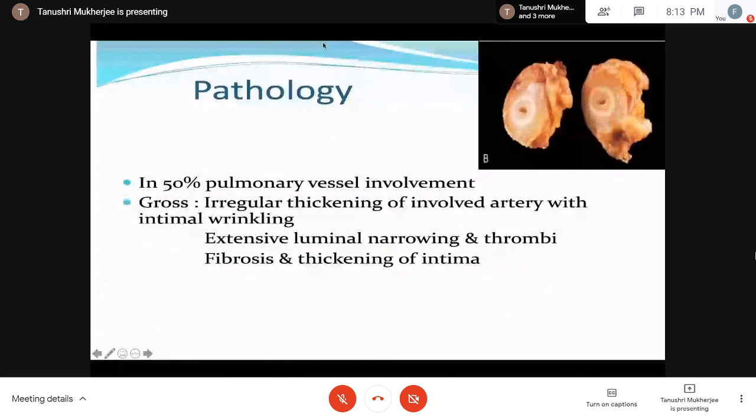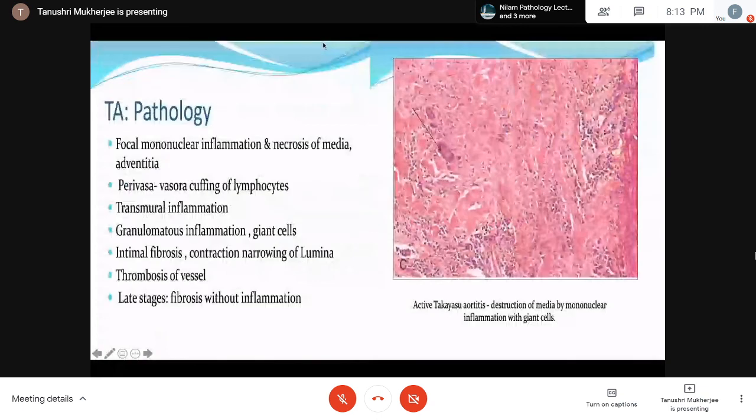Grossly, there is irregular thickening of the involved artery with intimal wrinkling, extensive luminal narrowing and thrombi, fibrosis and thickening of the intima. See the microscopic photograph. There is destruction of the media by mononuclear inflammation with giant cells, perivascular cuffing of lymphocytes, transmural inflammation. There can be intimal fibrosis, contraction, narrowing of the lumina, and thrombosis. The late stage is fibrosis without inflammation.